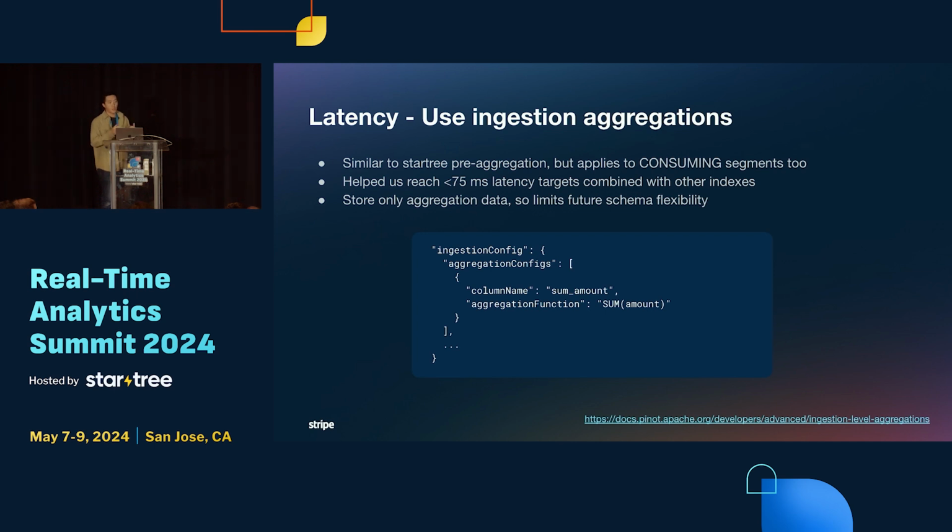And this really helped push our latencies well below our 75 millisecond targets when we were having a hard time reaching them. I would note here that this feature does limit schema flexibility a bit. Since you're no longer storing event level data, you will have to either generate a new table to get that data back or re-ingest to recompute those aggregations.